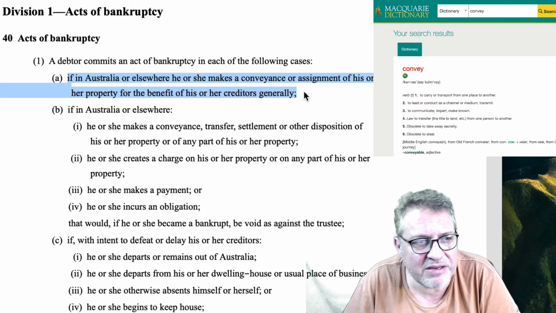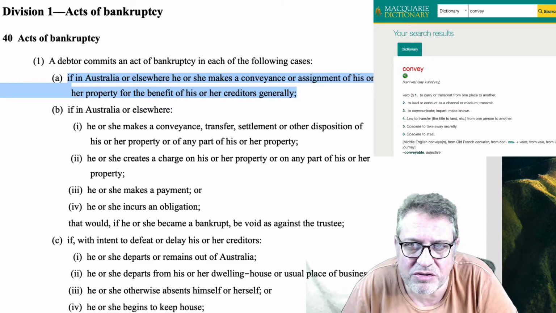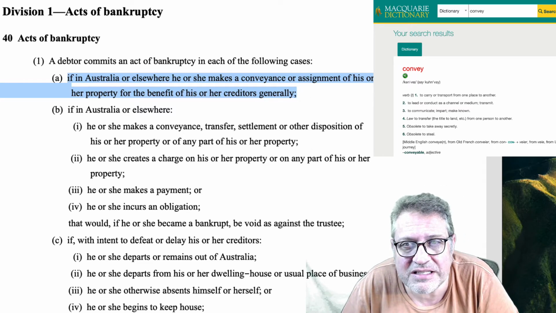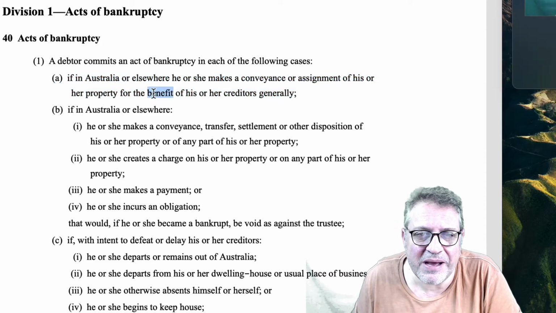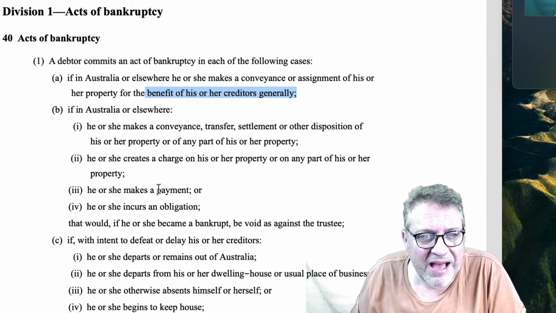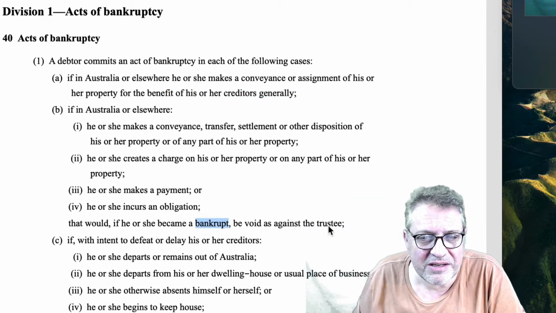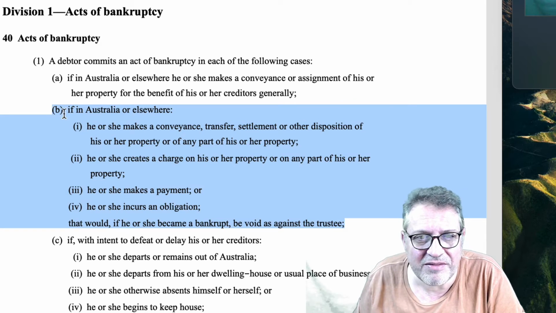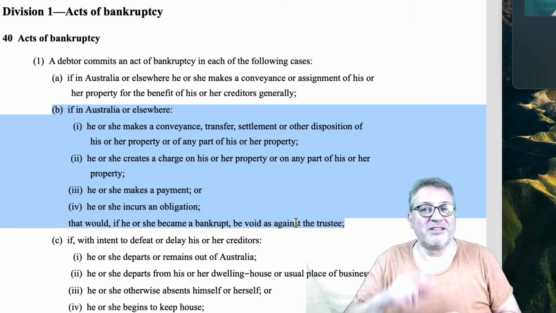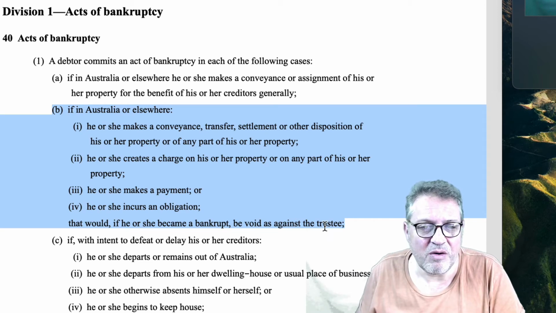And later on, we're going to have a look at sections 120 to 122. These are voidable transactions. So let's say you give away your assets, but not for the benefit of your creditors. Let's say you gave them away to your children. Well, we're going to have a look at really this next section. We won't do it today in this particular video, but it's where you make a conveyance that would be void if he or she became bankrupt. So this is another way, and there are many, many ways. So we'll just stick with that.